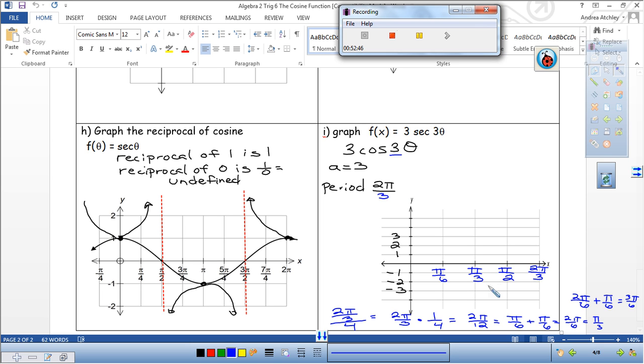Okay, everyone graph cosine and then graph secant. On the same one? Yep, because that's what we did here, right? We had the graph of cosine, and then we had the graph of secant using cosine. That's what we're going to do here.